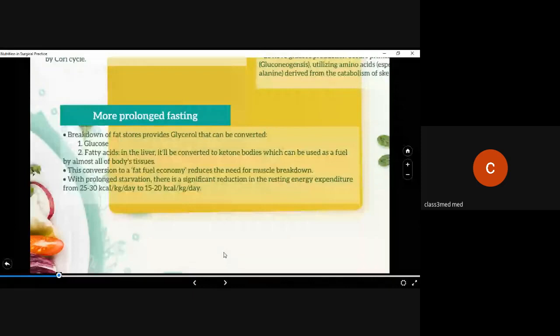With prolonged starvation, there is a significant reduction in the resting energy expenditure from up to 30 kilocalories per kg per day to 20 kilocalories per kg per day.